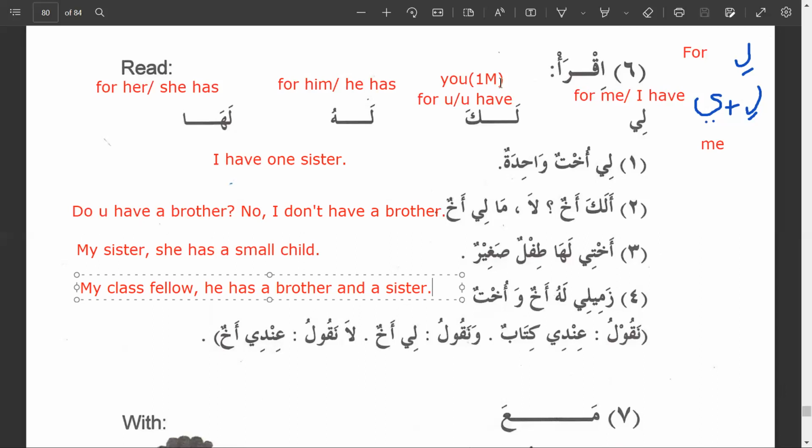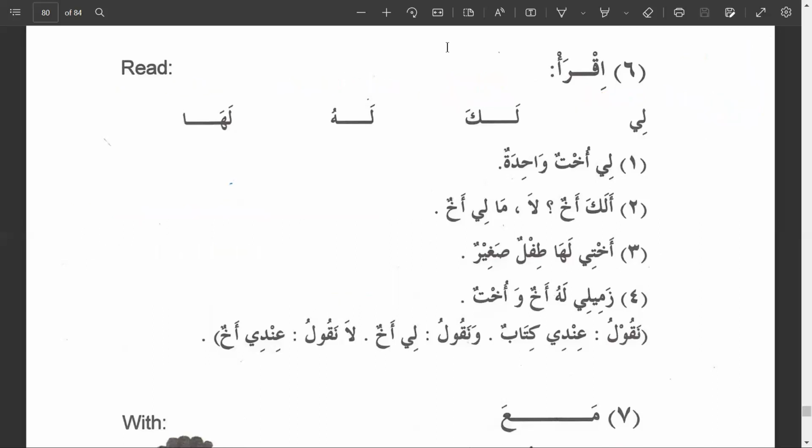Okay, now I'm going to clear all this. Would you like to take a screenshot? Yes. Okay, take a screenshot and then I'm going to clear all this. Okay. You took it? Yeah. Okay.